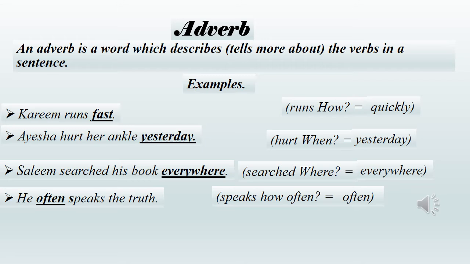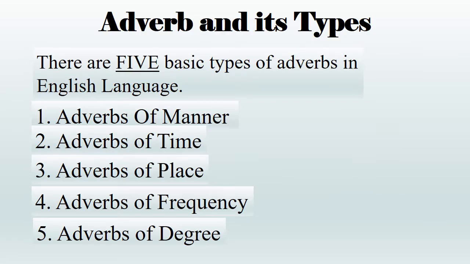Salim looked for his book everywhere. Searched where? Everywhere. He often speaks the truth. Speaks how often? Often. Now we are going to discuss types of adverbs.